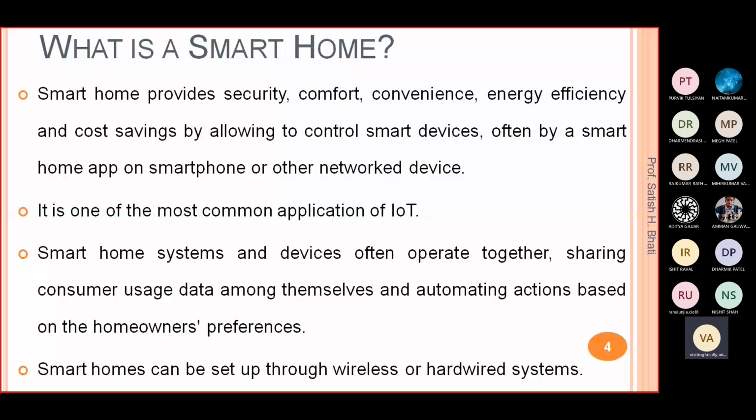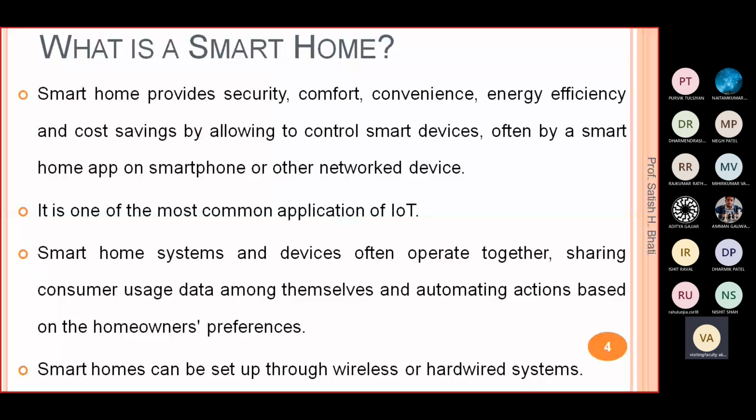Some of these are through wireless or hardware systems, right? All the devices you can connect wirelessly. Most of the time they are connected wirelessly, but you can also connect them through wire. So we can say smart home infrastructure consists of devices with seamless integration of various devices using some connecting or networking technology for communication. It may be wired, it may be wireless, right?